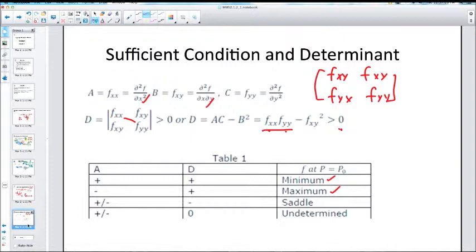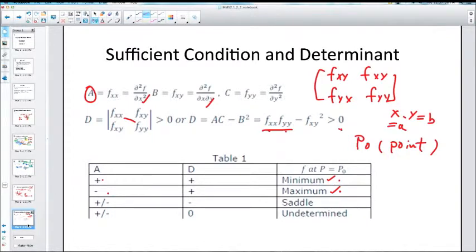So which is which? If A is positive, then you get the minimum. And when A is negative, in this case, you get the maximum. Remember, y is a number. When you have x equals, let's say, a, y equals b, because P0 is a particular point. You're going to see that from the example.